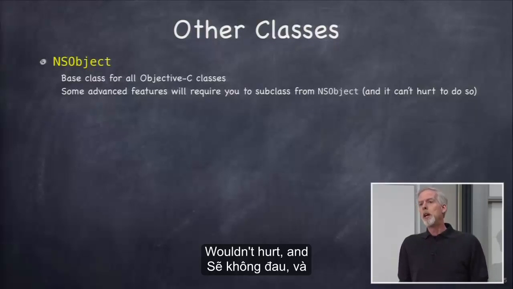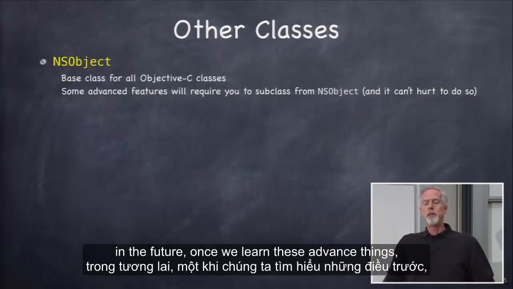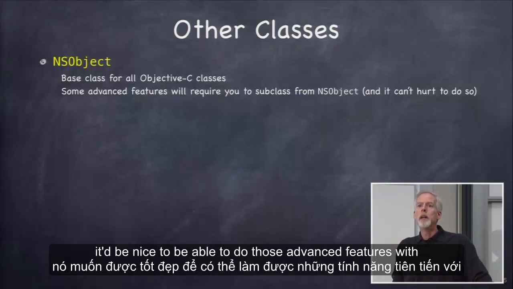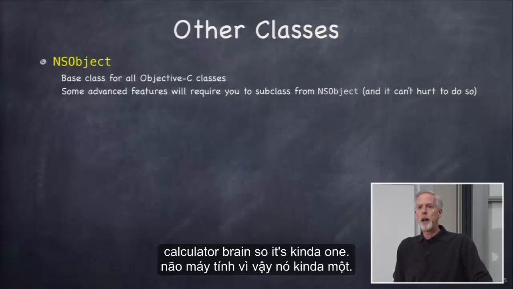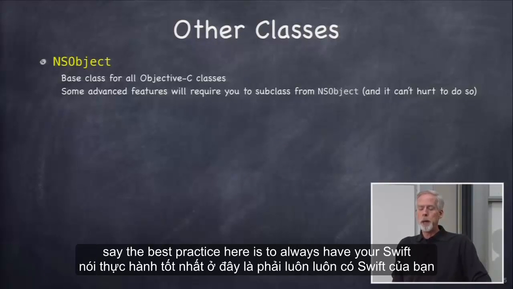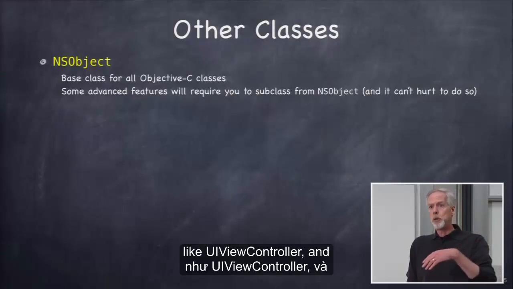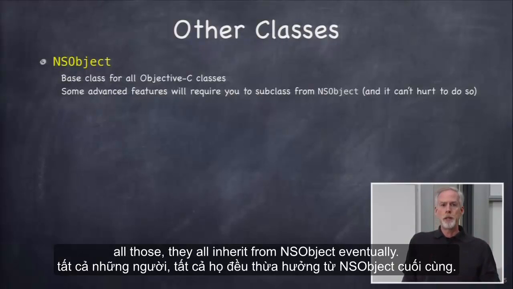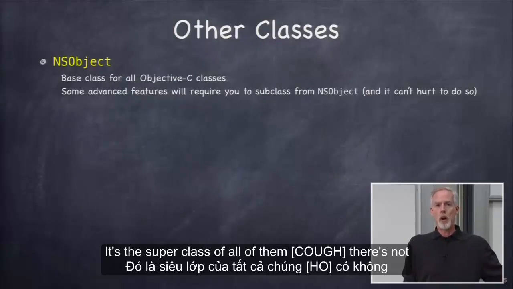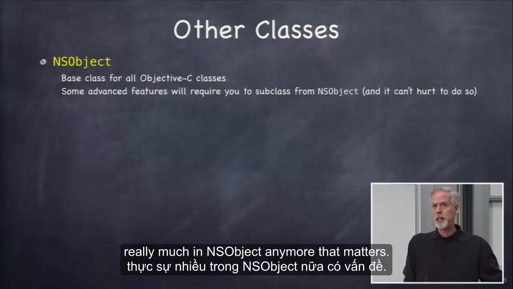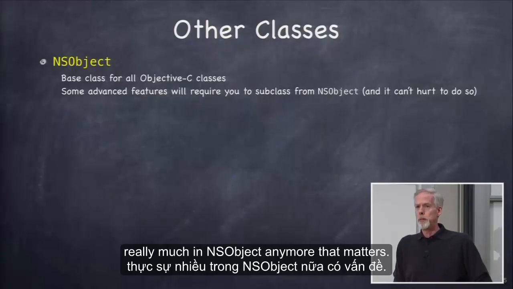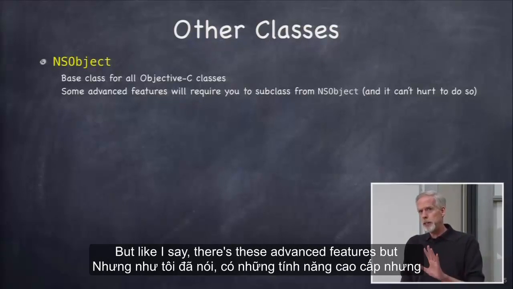It wouldn't have hurt, and in the future, once we learn these advanced things, it'd be nice to be able to use those advanced features with CalculatorBrain. So you can feel free. I'm not sure what to say the best practice here is, to always have your Swift classes inherit from NSObject. All the classes in iOS, like UIViewController and all those, eventually inherit from NSObject. It's the superclass of all of them. There's not really much in NSObject anymore that matters, but like I say, there are these advanced features.